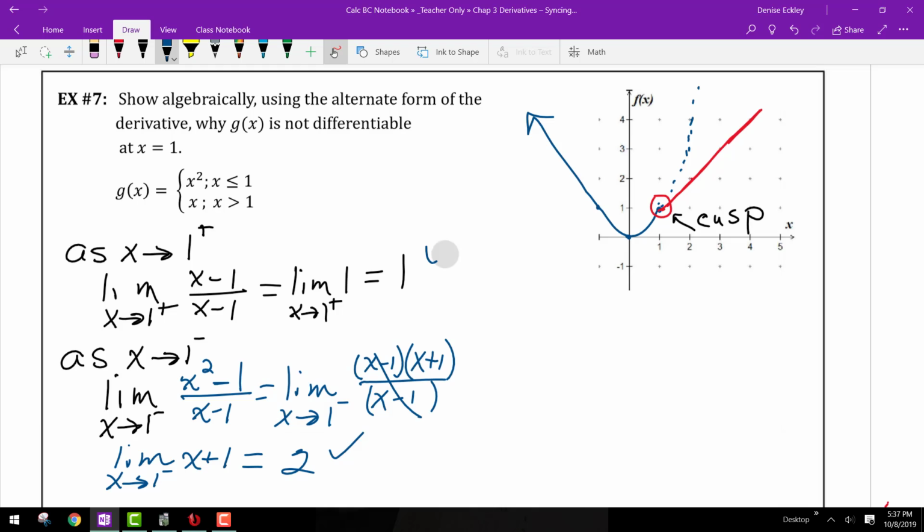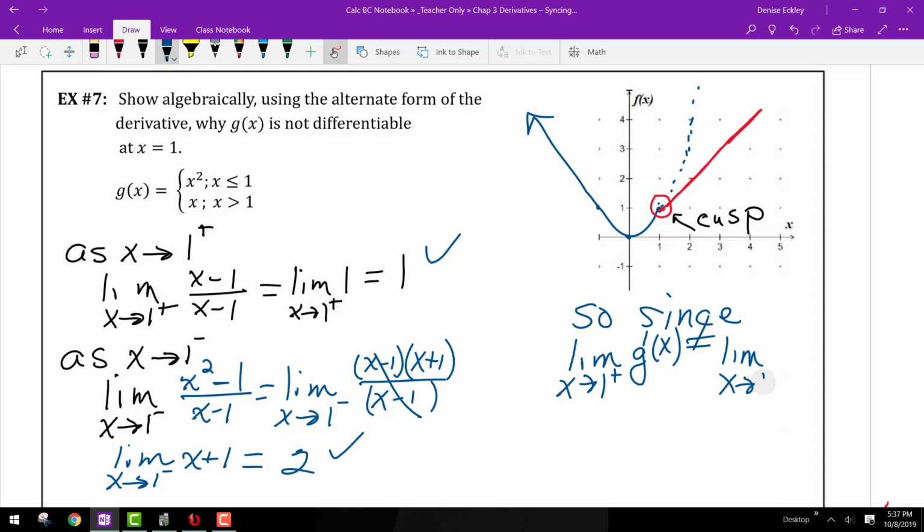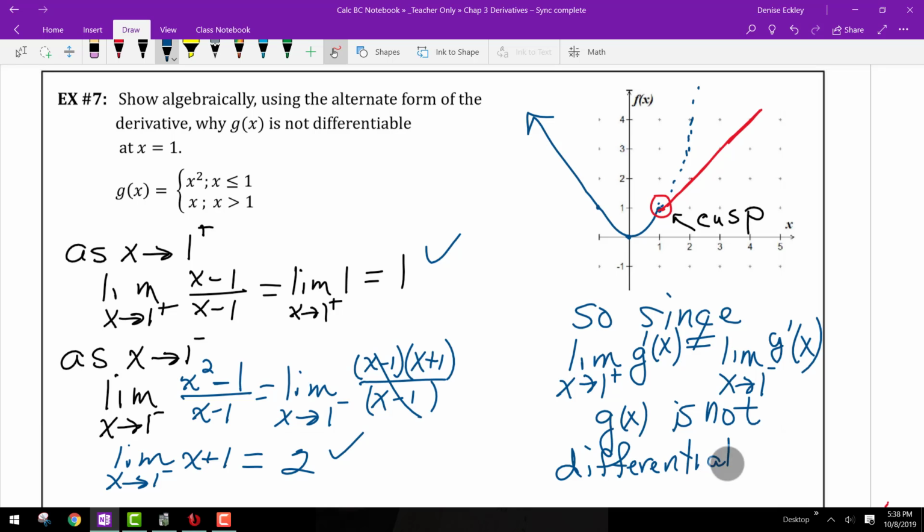So we can see that the left and right hand limits of the difference quotient do not match. So since the limit as x approaches 1 from the right of g of x is not equal to the limit, I guess I should put g prime of x, x approaches 1 from the left of g prime of x, because we're talking about the derivative here. G of x is not differentiable at x equals 1.